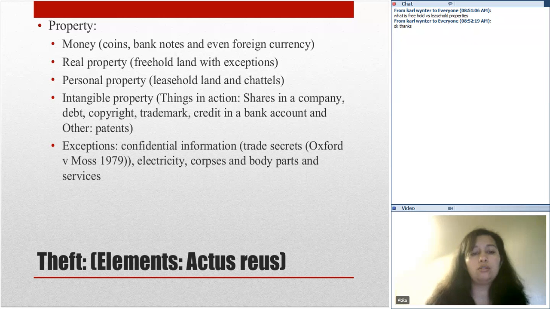The case in point is Oxford versus Moss in 1979. The electricity, the corpse and body parts and services. There is a case on corpse and body parts as well. Corpses are the dead bodies. Body parts, with any part of your body, limb that is after that, or the organs, that's not the property. You can't claim the right on it.